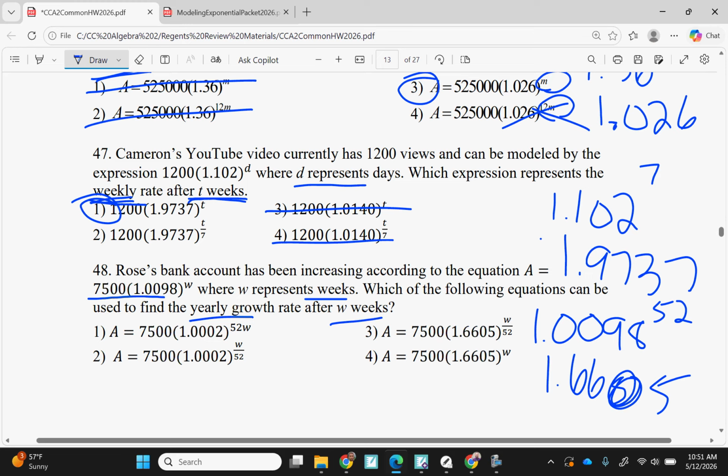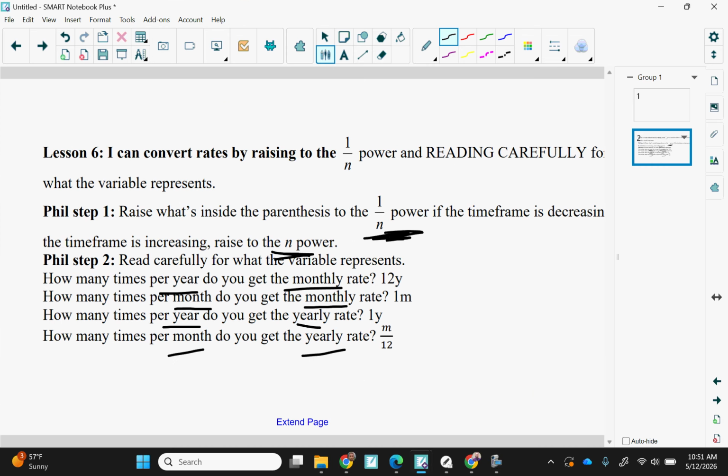Weeks. How many times per week do I get the yearly rate? Well, 1 over 52. Each week, I get 1 over 52 of my yearly rate, 1 over 52 of my yearly salary. So I got my 1.6605. This is 1 over 52. That's my answer.